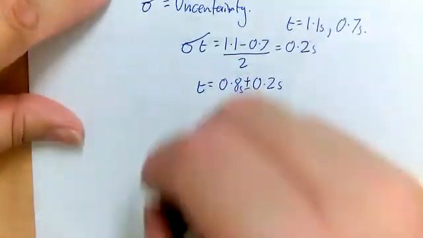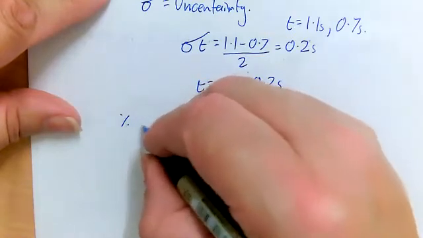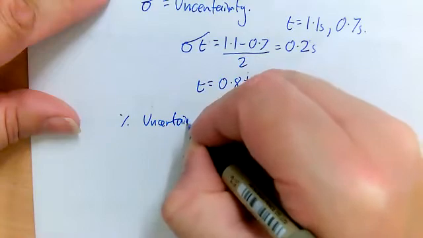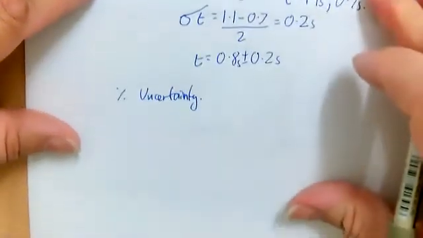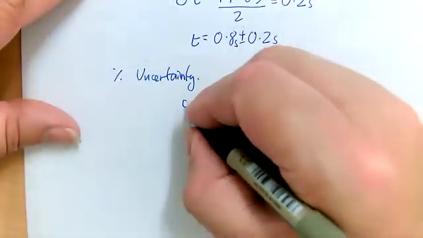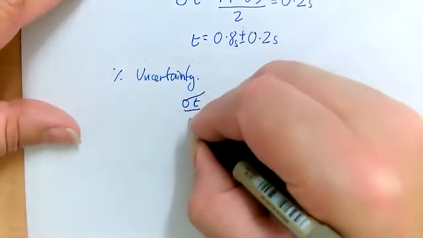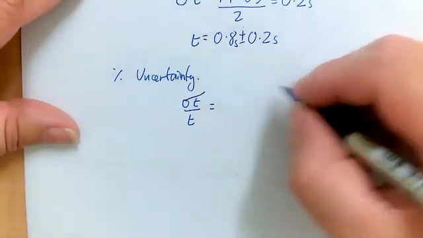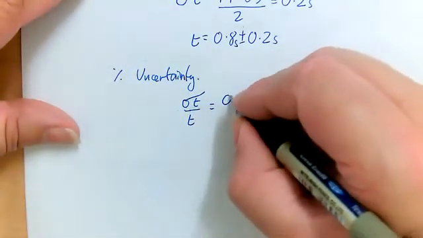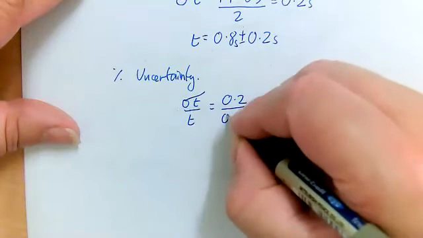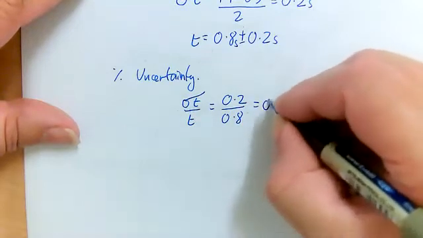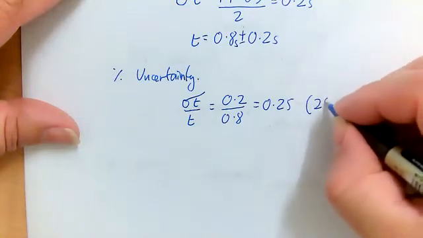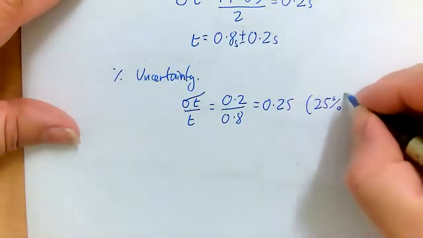To get the percentage uncertainty, you would want to work out the uncertainty and divide it by the value. So in this case, in my example, it would be the uncertainty 0.2 over 0.8, which is 0.25, which is the same thing as saying 25% uncertainty. Okay.